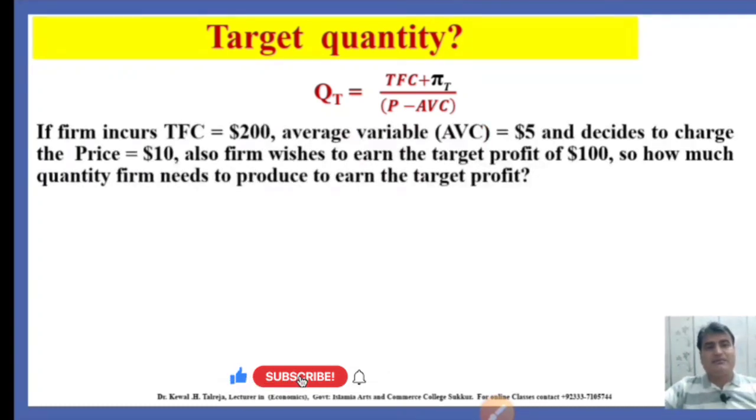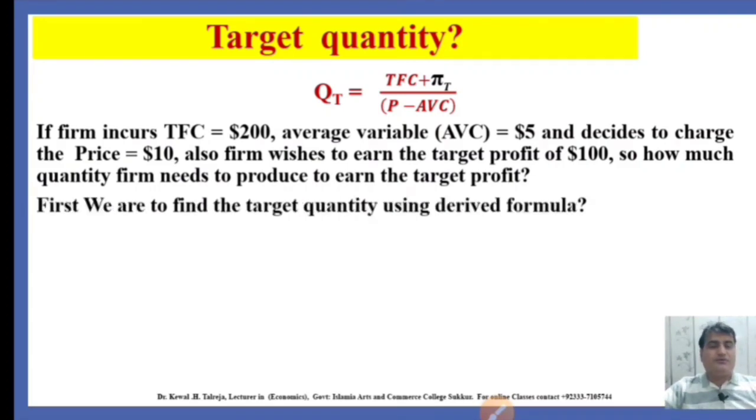We are taking an example to find the target quantity. Suppose a firm incurs total fixed cost of $200, and the firm's average variable cost is $5, and it decides to charge the price of $10, and the firm also wishes to earn the target profit of $100. So how much quantity does the firm need to produce in order to earn the target profit? First we need to find the target quantity using the derived formula.